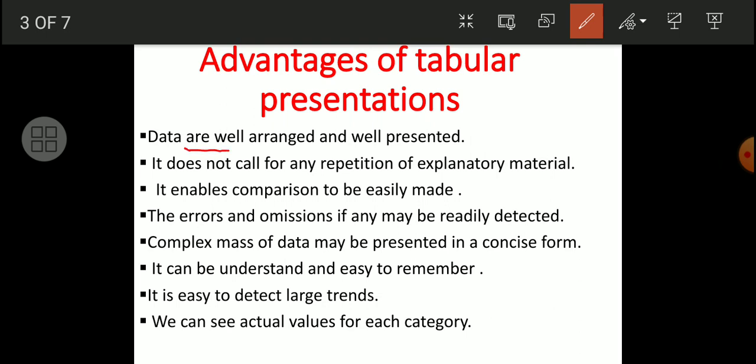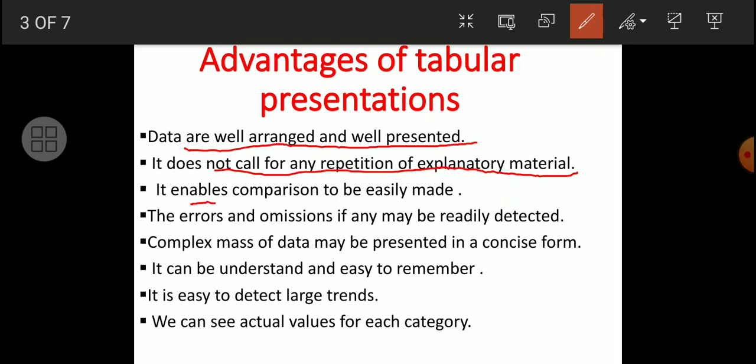Data are well arranged and well presented, isn't it? In the case of tabular data representation, the raw data is well arranged and well presented. That is the most important advantage of a tabular presentation of data. It does not call for any repetition of the explanatory material. In tabular form, there should not be a repetition of explanatory material. The things we have to mention, we mention once.